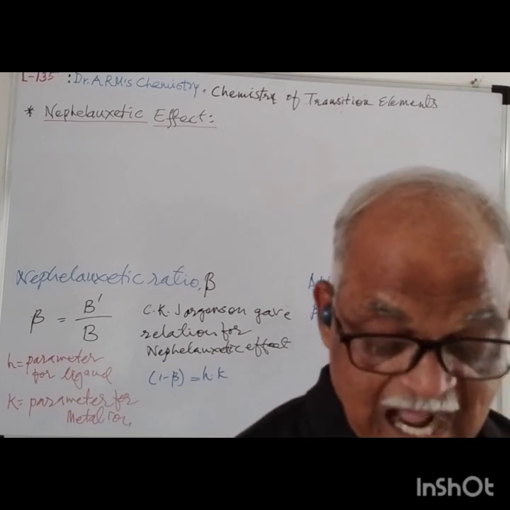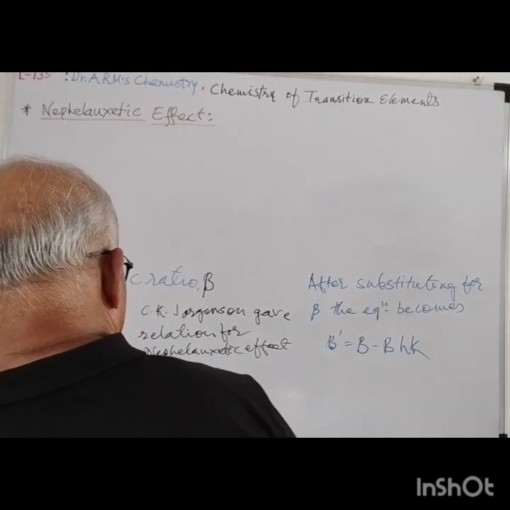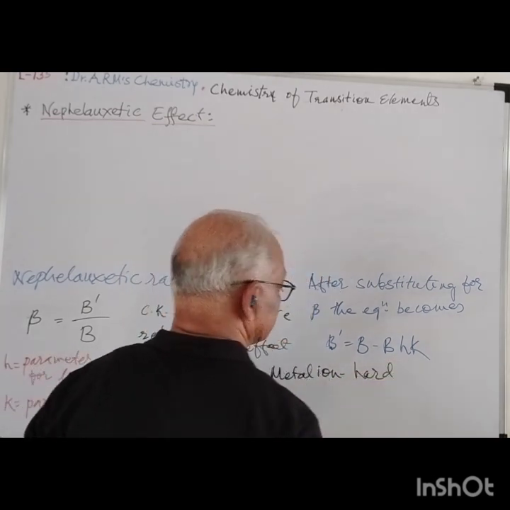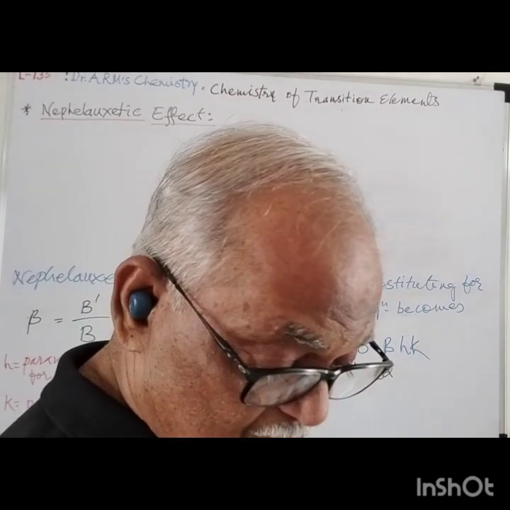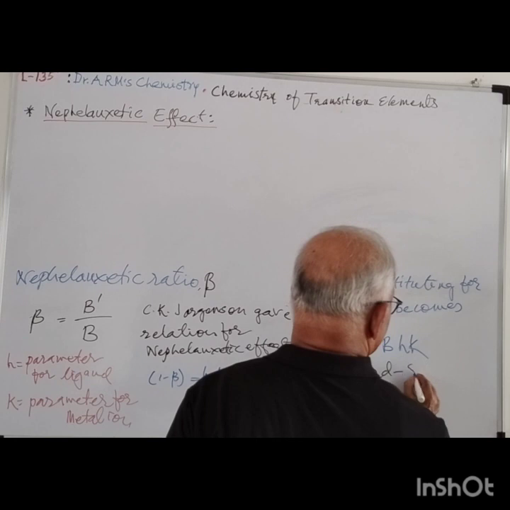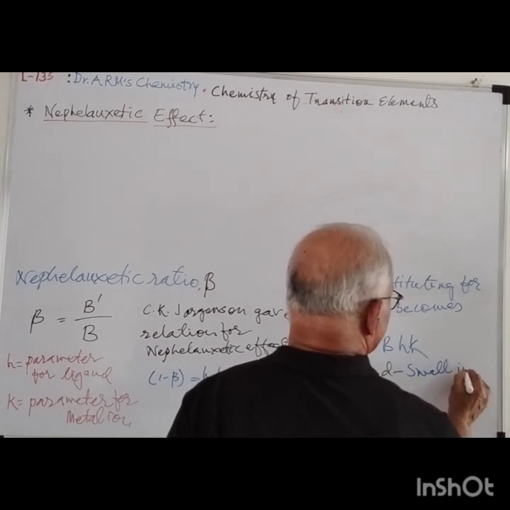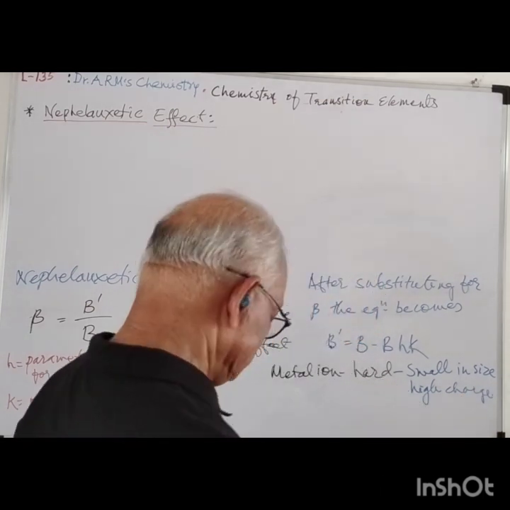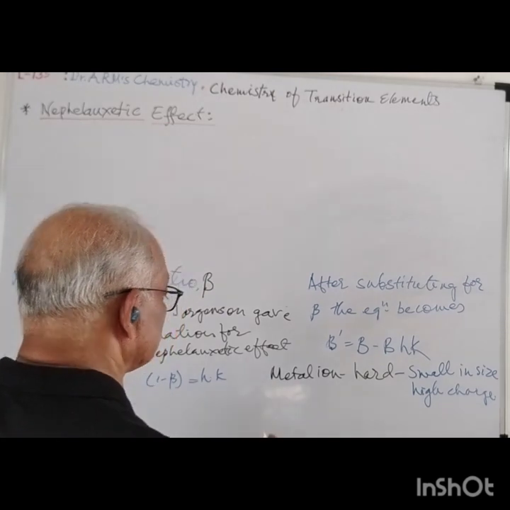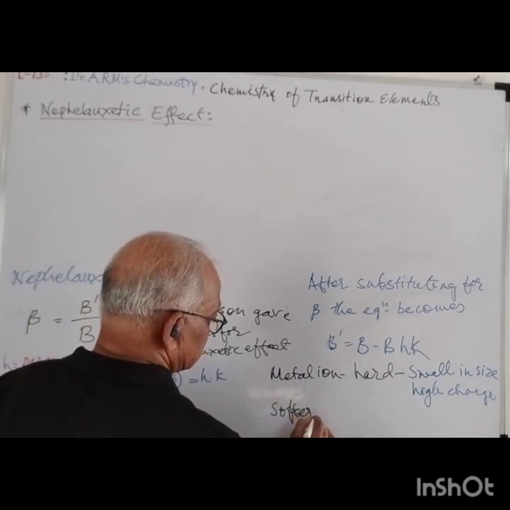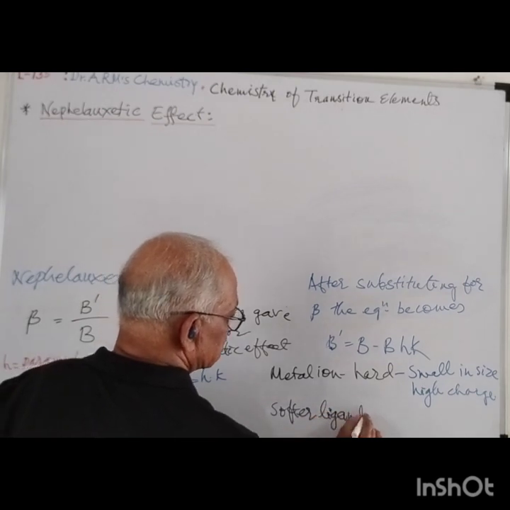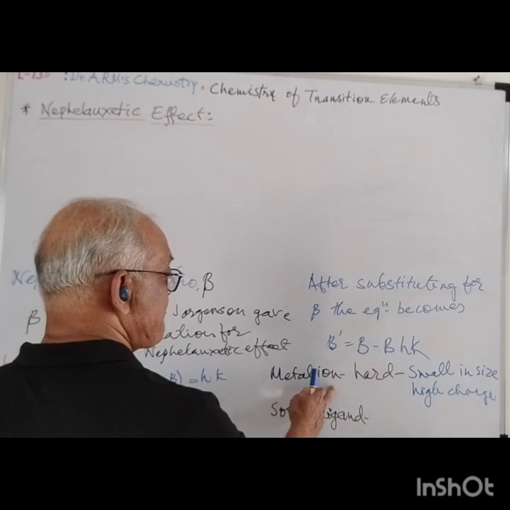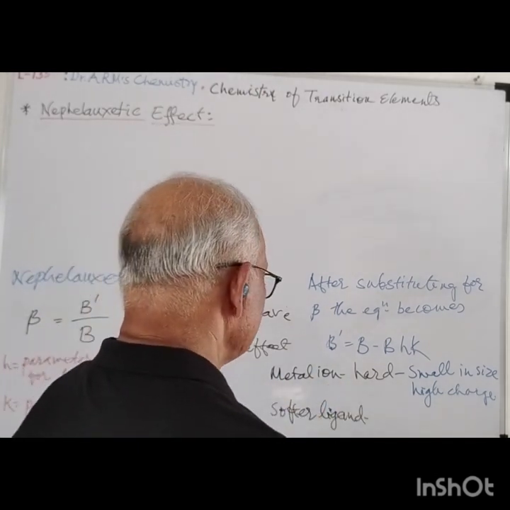When the metal ion is harder, the harder metal ion is small in size and high charge, whereas for the softer ligand, or for a stronger or larger Nephelauxetic effect, we require metal ion hard and ligand soft.